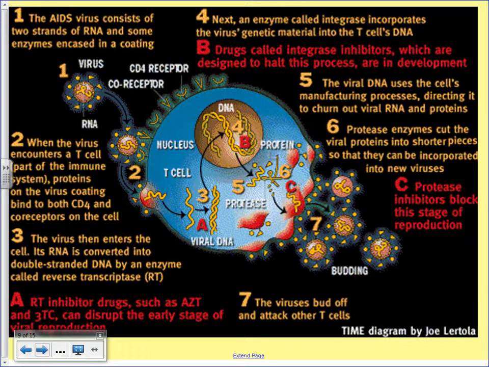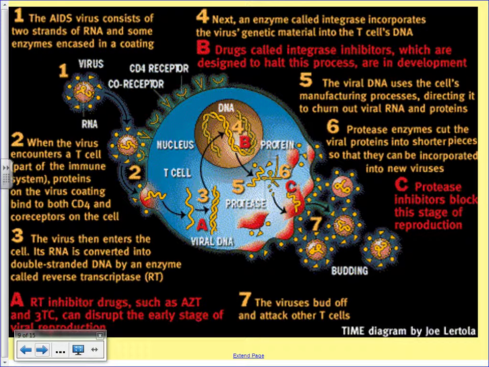The virus attaches to our T cells, the ones that are designed to go out and kill things. When the virus encounters the T cell, proteins on the virus coating bind to receptors on the cell membrane. Remember we talked about receptor-mediated endocytosis, where the big things could latch onto the membrane and then they would be engulfed? That's how the HIV virus gets in. The virus then enters the cell.